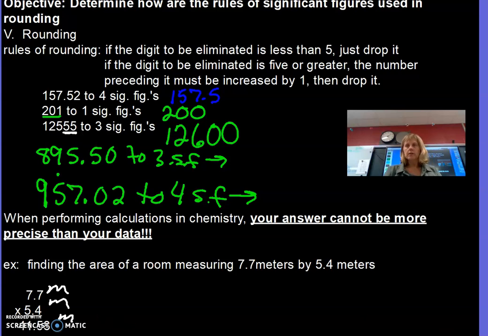895.50, I need 3 significant figures. That means these 2 digits are going to go away. This is a 5, so it's going to bump this number up, and then the decimal goes away. So it becomes 896.